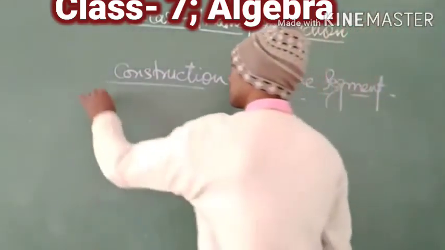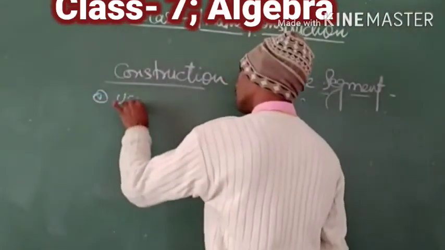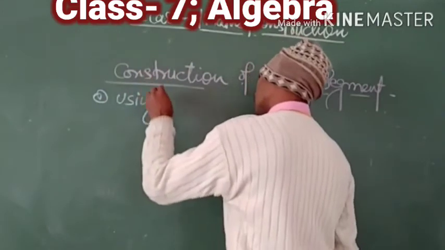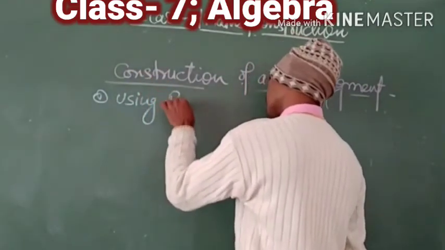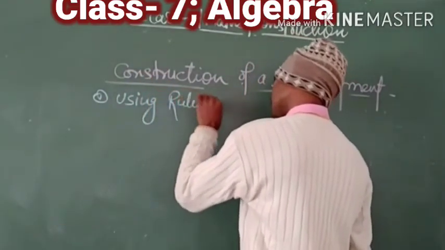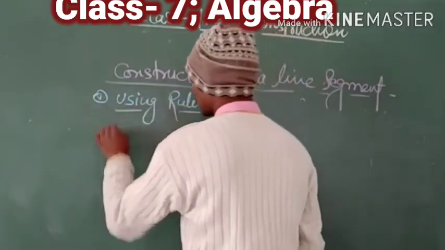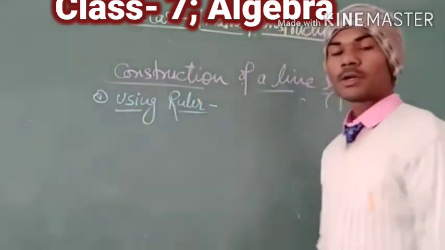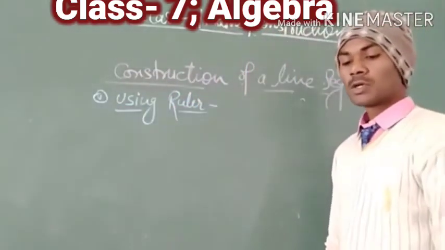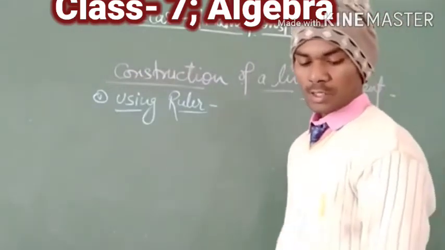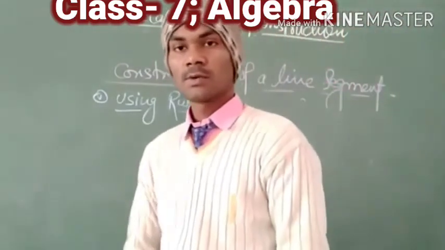The first is using a ruler. Okay, the first is using a ruler. We can draw the line segment using a ruler. So how do we draw a line segment using a ruler?